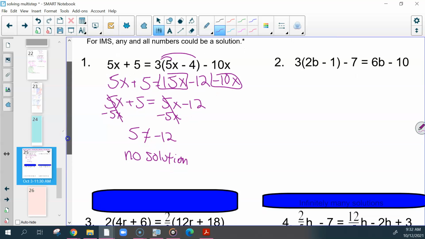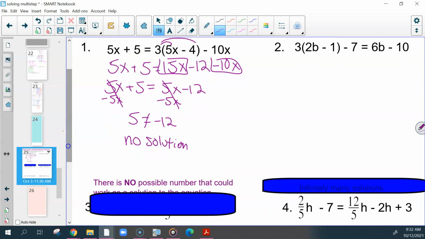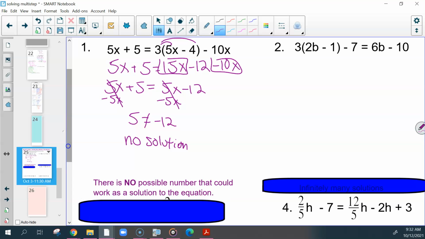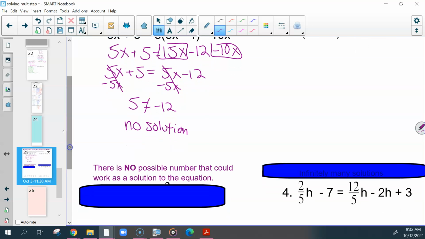There's a blocked out part. You don't have to write this, but if it will help you remember it, you can definitely do that. So when we get a no solution for questions that have variables on both sides, we cannot put any number ever back in for x. No number will ever work, no matter how many numbers you try. So this one will never have a solution.